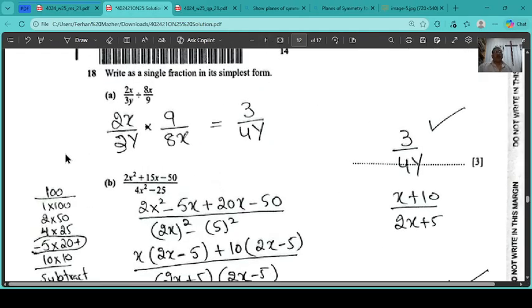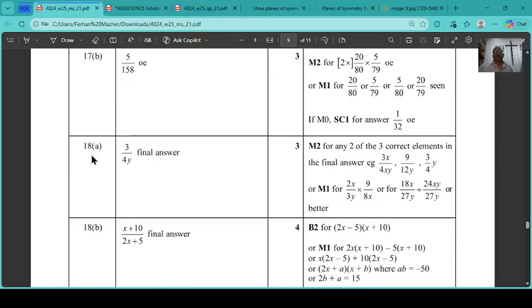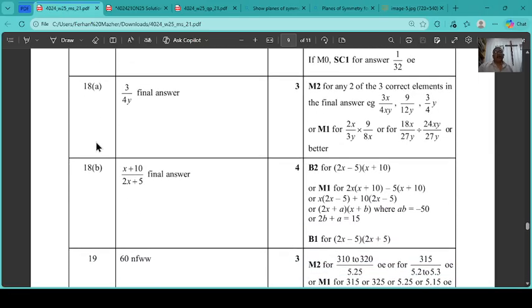On your screen I hope you can see 2x divided by 3y multiplied by 9 divided by 8x. I have flipped this fraction because I converted the divide sign into a multiplication sign. So 3 ones are 3, 3 threes are 9 so 3 cancels, 2 ones are 2, 2 fours are 8 so 4 remains, and x will be cancelled. So you are left with 3 by 4y.